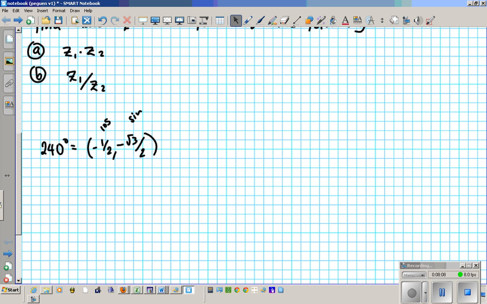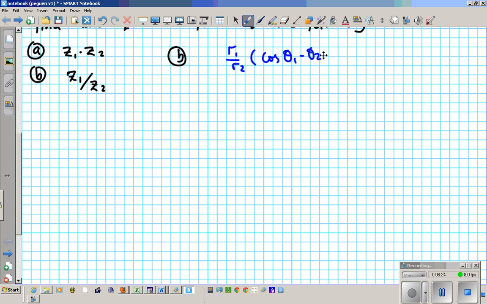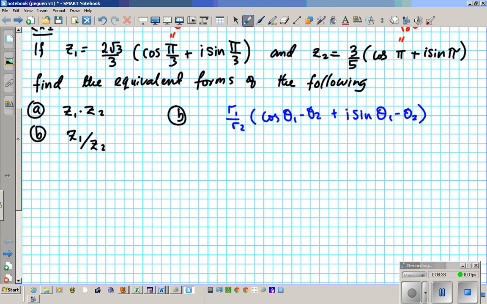When we're asked to divide, the formula for division is like the opposite of the multiplication formula, right? So if you're asked to divide or take a quotient, what you do is you divide the absolute value of the radius, and then you do the difference of the angles: cosine of theta 1 minus theta 2, plus i sine of theta 1 minus theta 2. Just like the inverse, opposite of what we did before. Alright, so let's apply that over here.